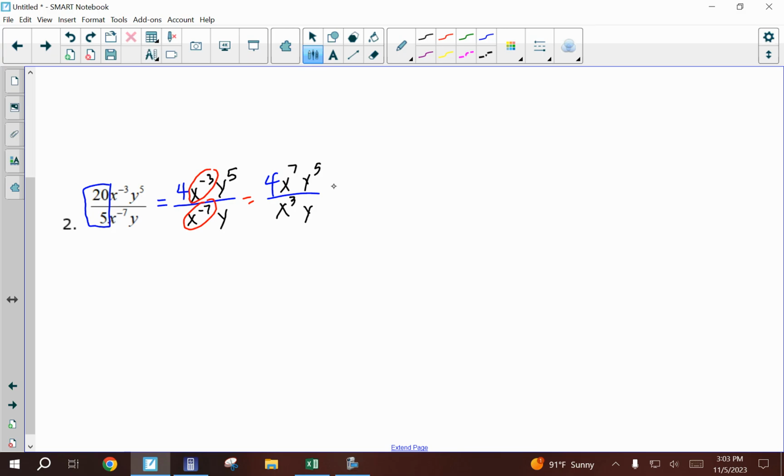So now we can do our subtraction just like the last question. So I'm going to have 4, x to the 7 and x to the 3rd. If I subtract 7 minus 3, that gives me x to the 4th. And then y to the 5th minus y to the 1st gives me y to the 4th also. So that's my final answer.